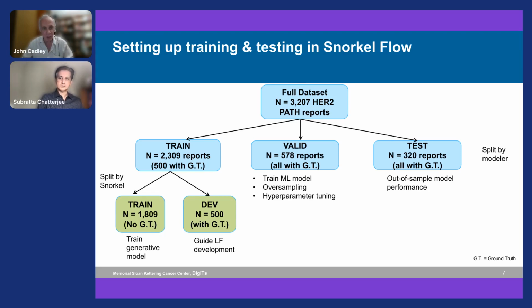Here's how we distributed our reports for purposes of the study. We had 3,000 reports. We threw 500 of them into a validation set that I cycled on when I was doing my labeling functions. We had 300 reports that we used for our final testing, and for the training reports we used some of our ground truth labels to help do the label function development. And the other 1,800, which had no ground truth associated with them, we used as a training set.